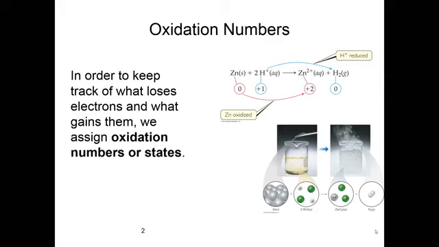Today, I'm going to spend a few minutes going over the rules for assigning an oxidation number or state to any element within a compound. And then we'll look at an example. Finally, we'll look at how we can apply what we learned to a chemical equation like you see on the right side of your screen to assign oxidation numbers to every element in that equation and decide what substance is oxidized and what substance is reduced.